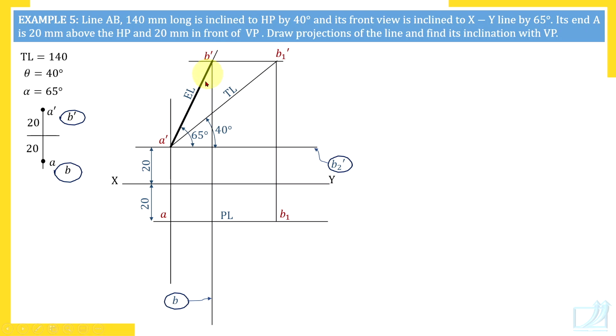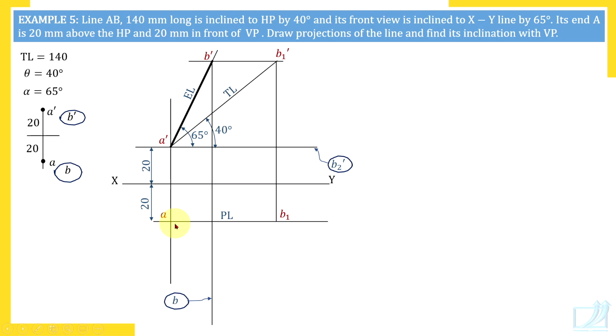Now A dash B dash, if you rotate A dash B dash, which other view has length EL? A dash B2 dash, which is horizontal. Remember, there are two ELs and one true length in the front view: A dash B dash, A dash B1 dash and A dash B2 dash. So A dash B2 dash has length EL. So we can rotate EL about, of course, A dash, so that you will get B2 dash here.